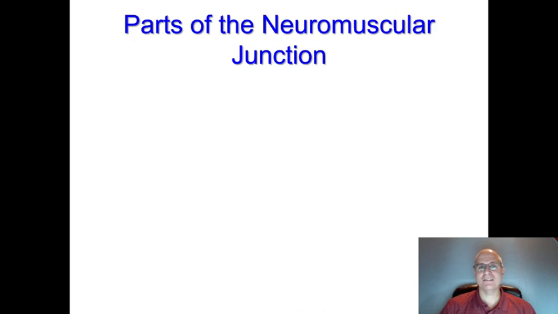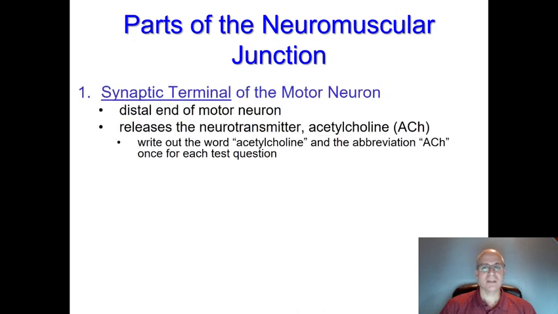So the first part of our neuromuscular junction is called the synaptic terminal. And the synaptic terminal is kind of this bulb-shaped distal end of our motor neuron. And stored within the synaptic terminal are going to be chemicals that are generally called neurotransmitters.